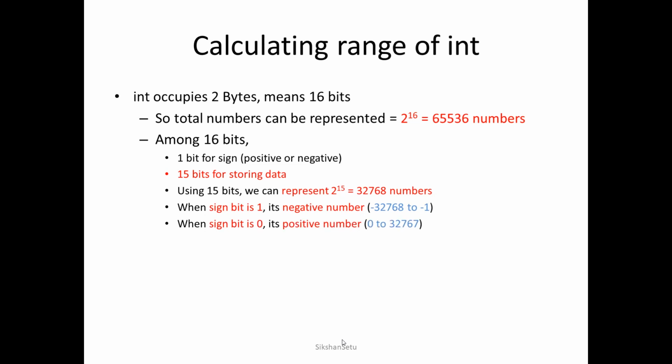And when my sign bit is 0, it's a positive number. So the range is 0 to 32767. So if we put all this together, we can get the range, that is minus 32768 to 32767. Totally 65,536 numbers can be there in the range of integer. So this is how you can calculate the range of any particular data type.